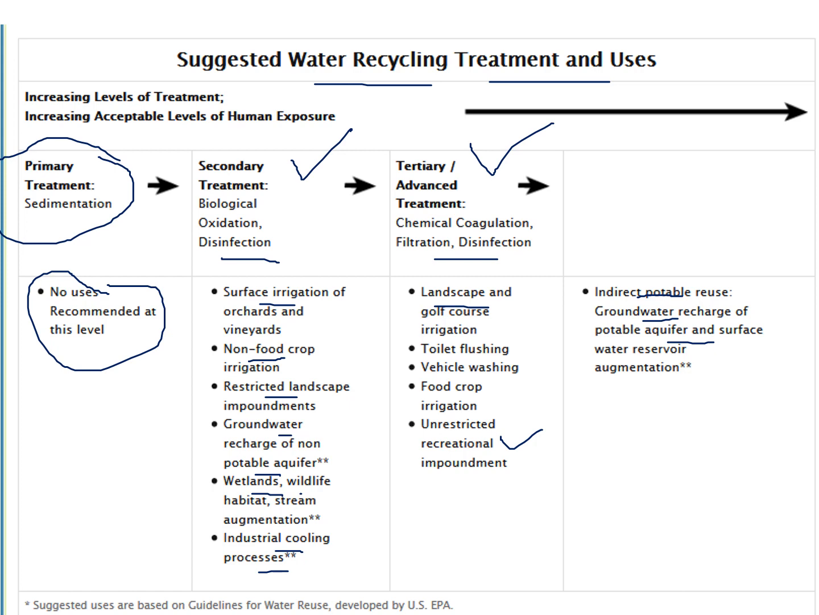So by giving advanced or tertiary treatment, you have more possibilities to use it for other purposes, and in that case we are saving water from the freshwater supply. So reuse and recycling is a very good option that can be opted for after giving conventional treatment to your wastewater.